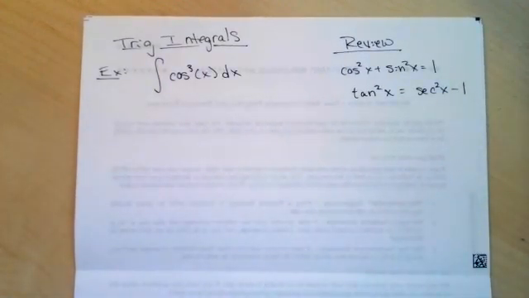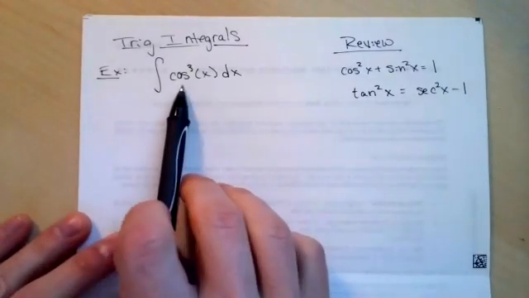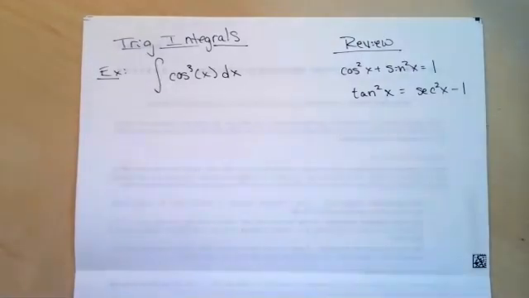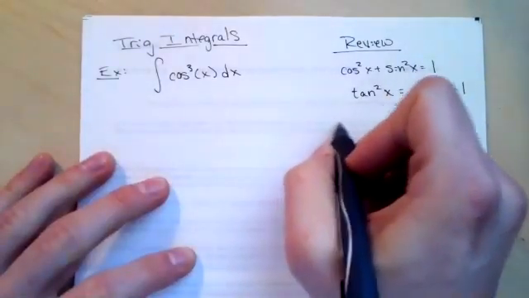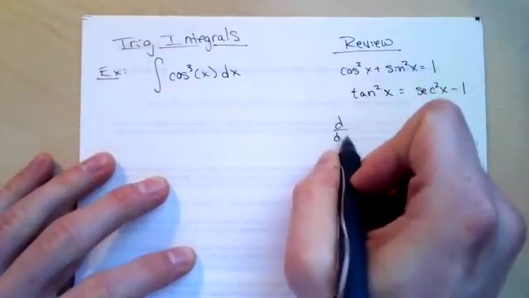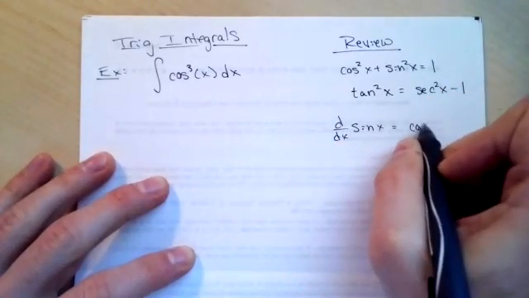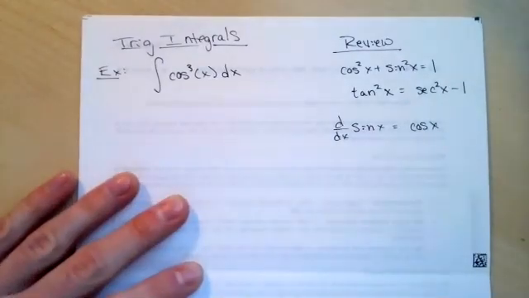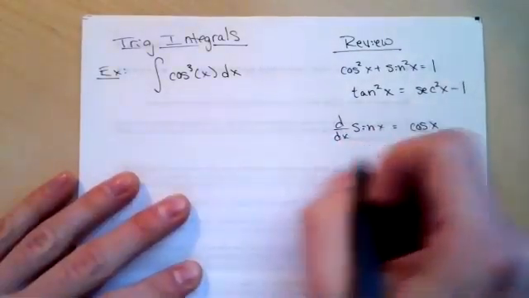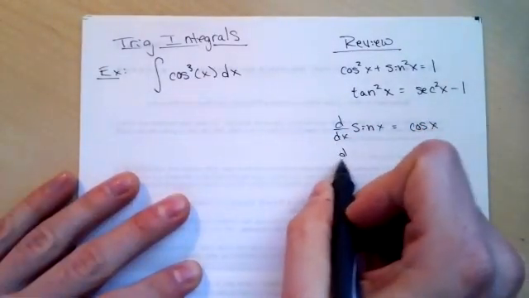So how do we integrate cosine cubed of x? The idea is that the derivatives of sine and cosine always alternate up to a minus sign.